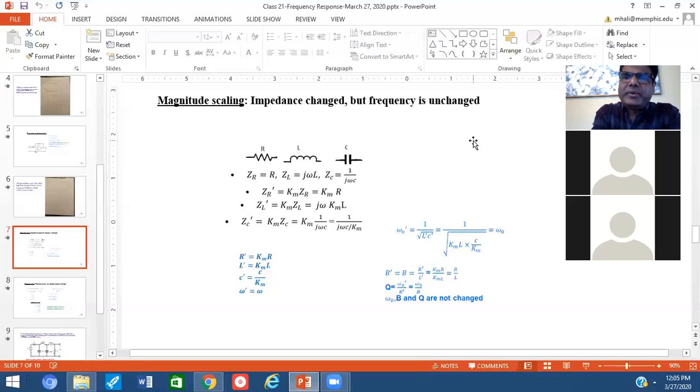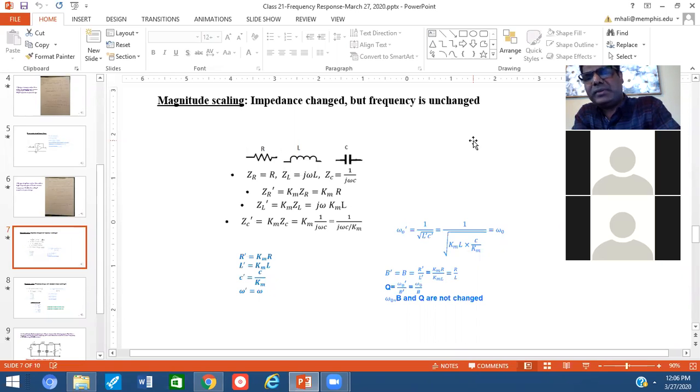Now see, how about the bandwidth, B prime? I thought that, okay, bandwidth will be changed. That's why I have written B prime equal to, although I have written B prime equal to B, I should write equal to B at last. But that will be the conclusion, that bandwidth will not be changed. Because you see, B prime equal to R prime over L prime, and that is in case of series resonance. And then what is R prime? K_M into R. What is L prime? K_M into L. You see, K_M, K_M gets cancelled.